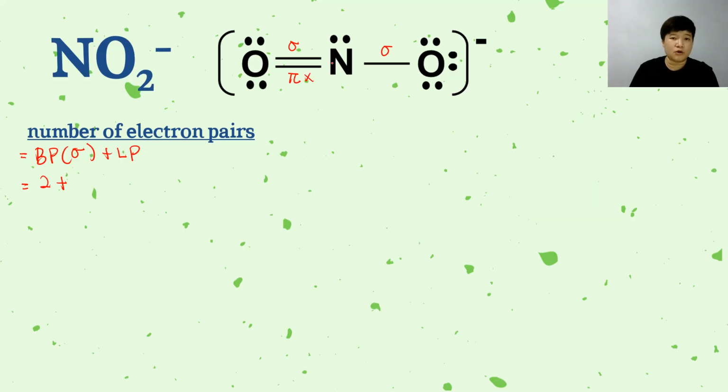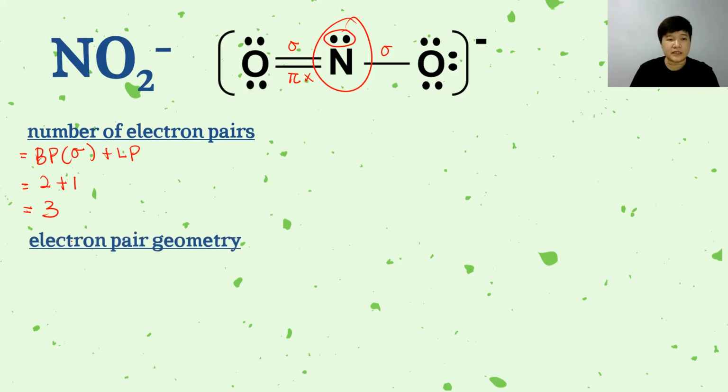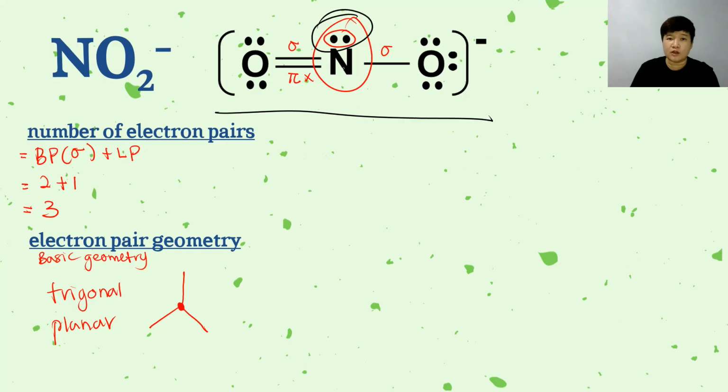Lone pair, how many lone pairs is the central atom having? We have 1 lone pair, so plus 1. So your number of electron pairs remains 3. And when the number of electron pairs is 3, your electron pair geometry or your basic geometry will be trigonal planar. And everybody knows that trigonal planar looks something like this. But in this structure, there is 1 lone pair. So what happened is we only have 2 bonding pairs and 1 lone pair.